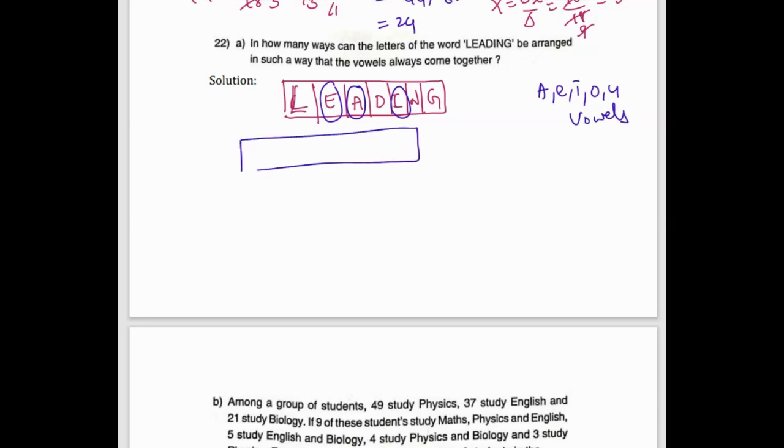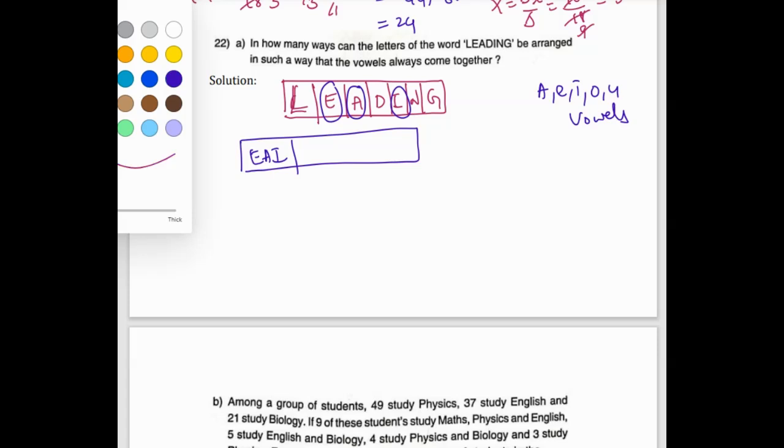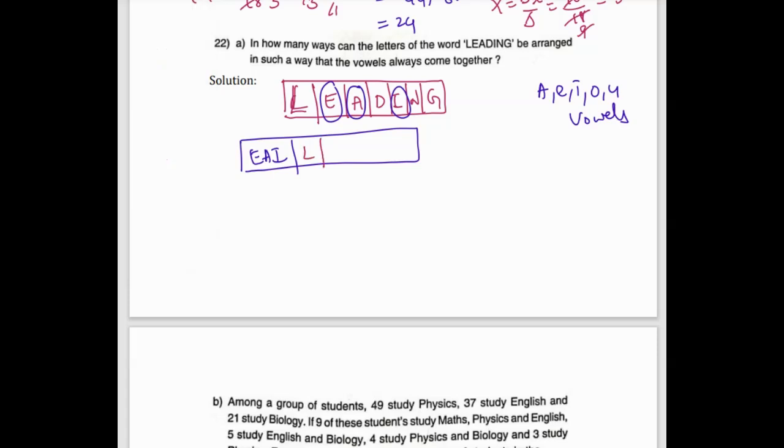So we'll arrange it. E, A, I in one side. The remaining we'll write it in the remaining box. That will be L, D, N, G. So here how many letters we have? 1, 2, 3, 4 and 5. That will be 5 factorial. 5 factorial is 5 into 4 into 3 into 2 into 1. That is 120 ways. Okay.